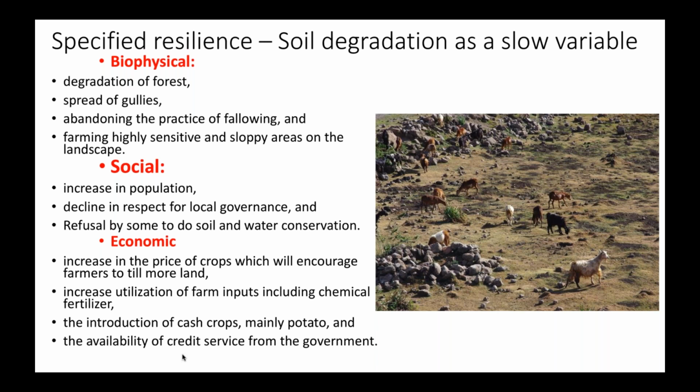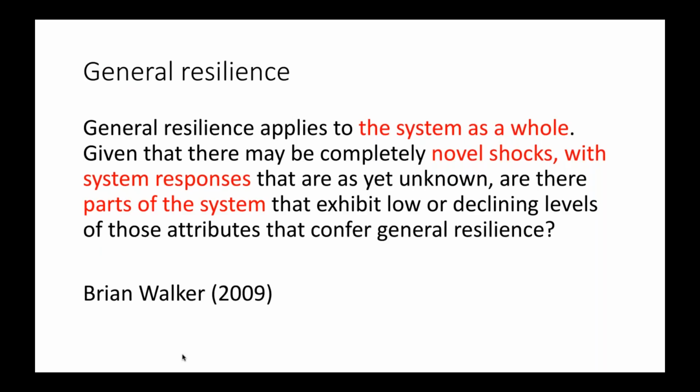Social: increase in population, then you go and farm areas which are not suitable for farming. Decline of respect for local governance, and refusal by some to participate in conservation. And economic: when the price of crops and the cost of crops increase, you tend to farm more, increase utilization of farm inputs, especially chemical fertilizer, production of cash crops, and availability of credit service. So that's specified resilience. General resilience analyzes the system as a whole. You go and ask questions to analyze the system.